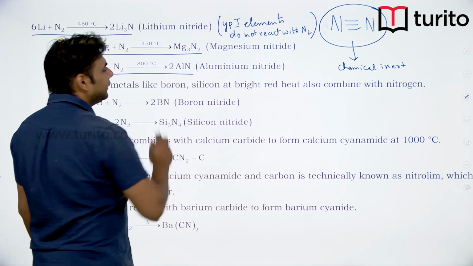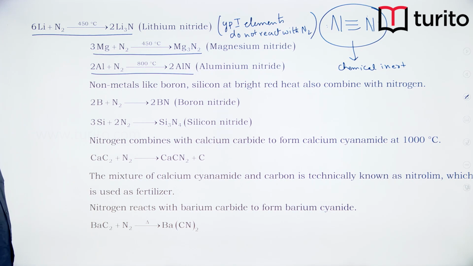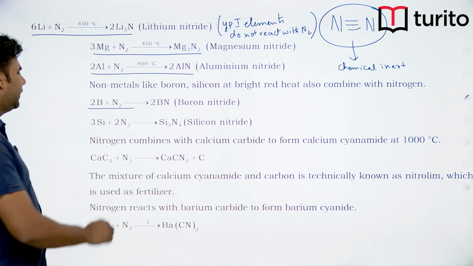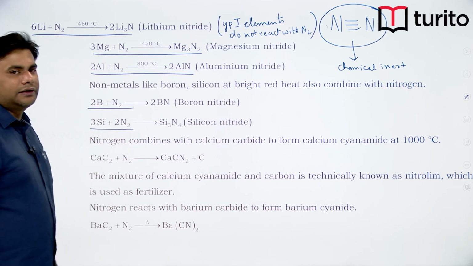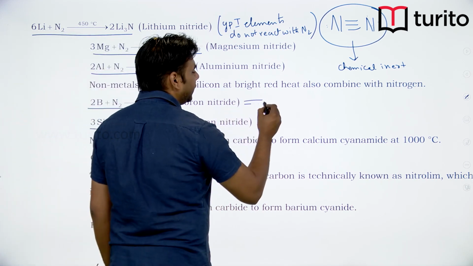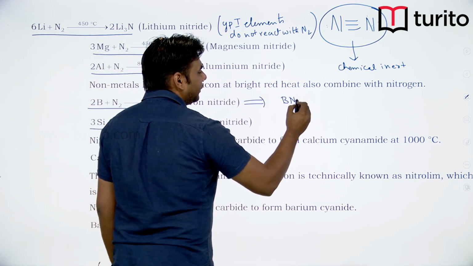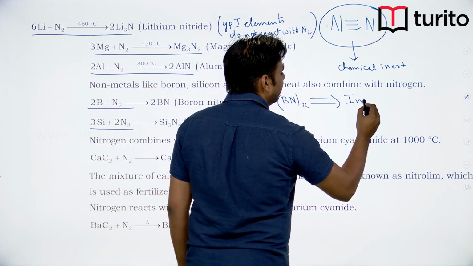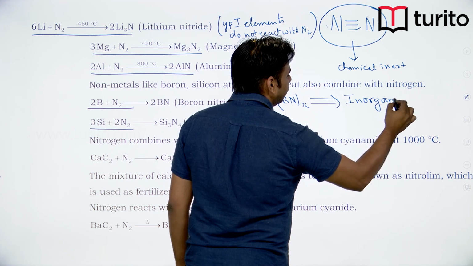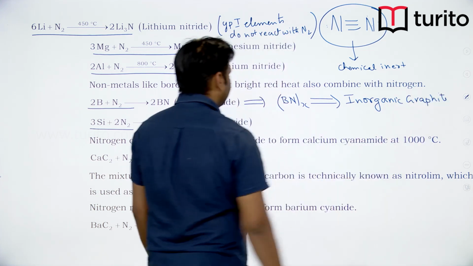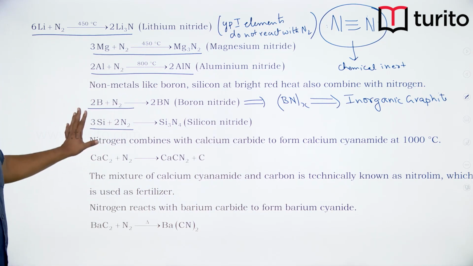Similarly, if you react aluminium with N2, you get aluminium nitride. If you react with boron, you get boron nitride. If you react with silicon, you get silicon nitride. Boron nitride you might have studied in the boron chapter. It is also known as inorganic graphite because its structure resembles that of graphite. Hope this is clear to you.